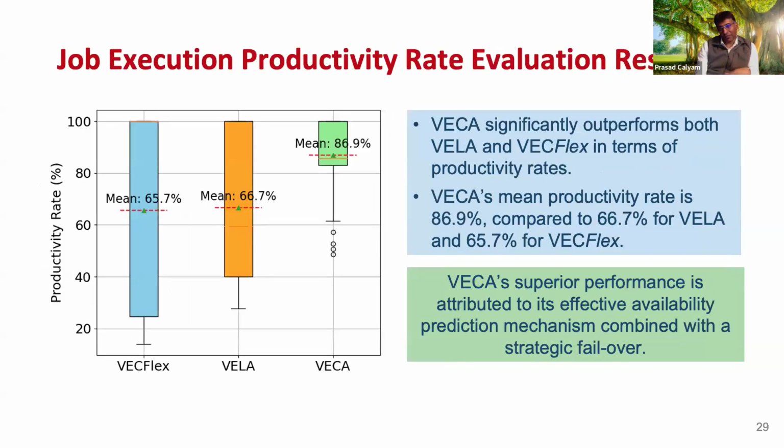In terms of productivity, we can show that, again, because we're able to recover faster and have this cluster-based recovery, the two-step process we showed, we can outperform Vela and VEC Flex. So it's better in terms of productivity rate, 86.9% compared to 66% for Vela and 65.7% for VEC Flex. So again, we're able to show at a large scale we can improve the productivity in spite of the failure of the volunteer nodes.